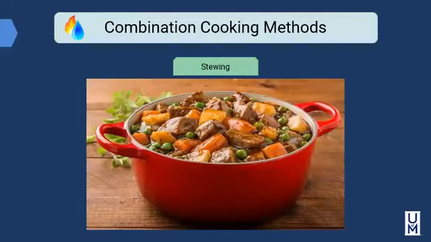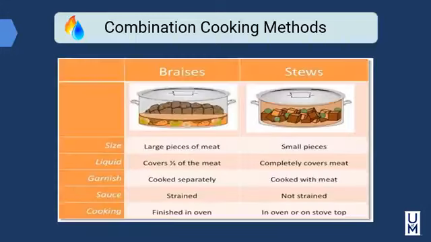Stewing is the other combination cooking method, and it is used in many different things, from a nice beef stew to a chili con carne. These are all examples of stews. The biggest difference between stewing and braising is that braising uses large pieces of meat, whereas stewing uses small pieces of meat.